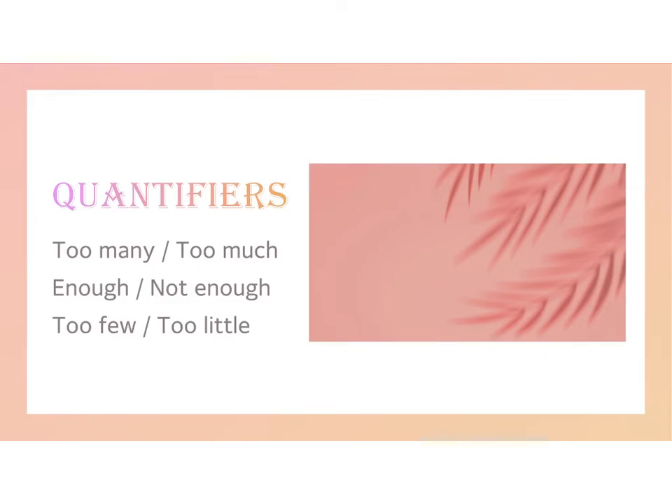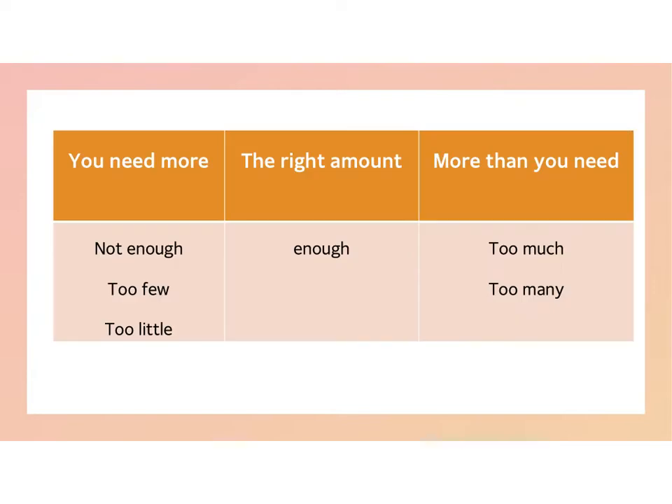This video will focus on quantifiers. There are 6 quantifiers mentioned in this video. If you want to talk about something that is less than you need or you want, you will say not enough, too few, or too little. But if the thing is just right or the perfect amount, you will use enough. And if you want to talk about something that is more than you need or more than you want, you will say too much or too many.